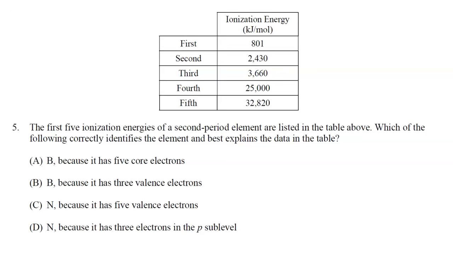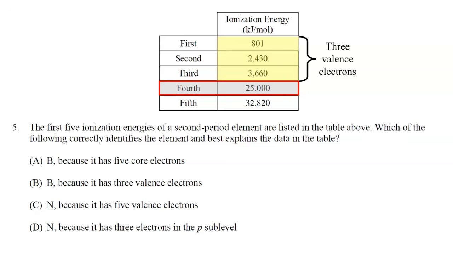Third ionization energy, 3,660. Again, higher than the second, but not a significant increase. And now we come to the fourth ionization energy. That's 25,000 kilojoules per mole. So that tells us that we have now removed all of the valence electrons, and it requires much more energy to remove those inner shell core electrons that are much closer to the nucleus, much harder to remove. So the conclusion from this data in the table is that this element has 3 valence electrons.